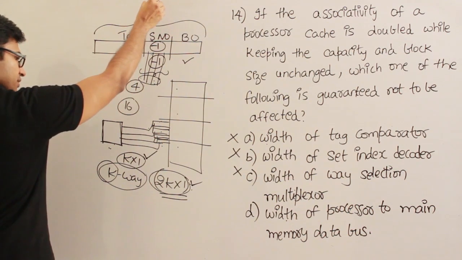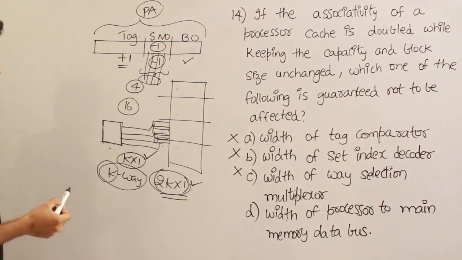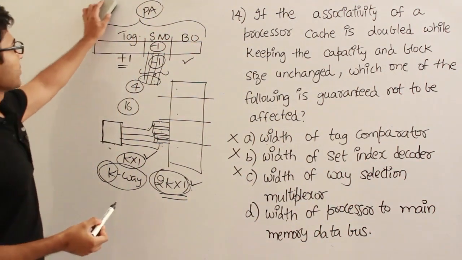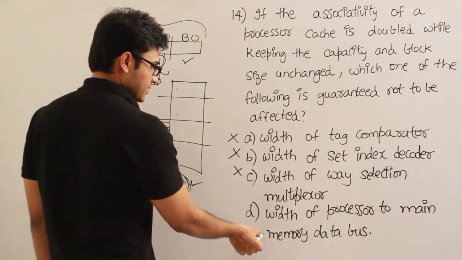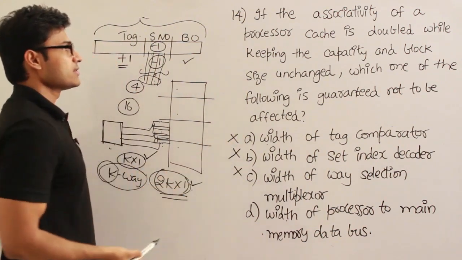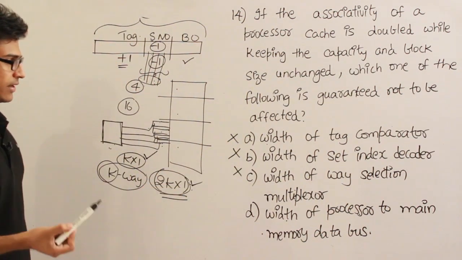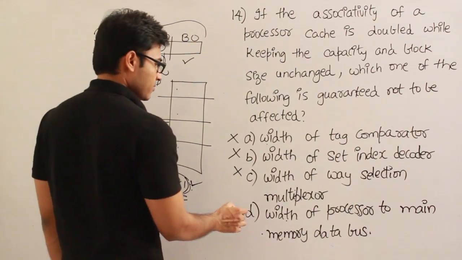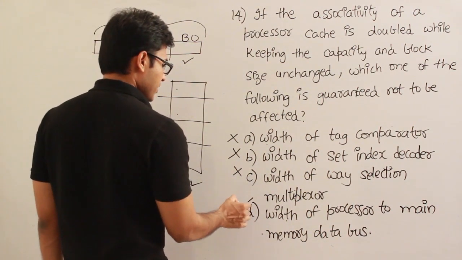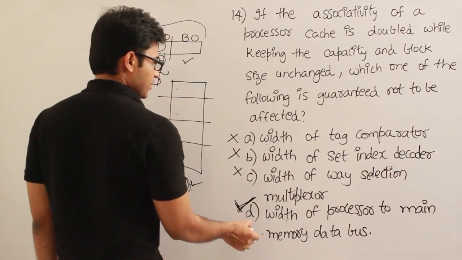Is the physical address memory data bus? They are talking about the memory data bus. Now the memory data bus depends on the word size. So if you change the set size or the associativity size, the word size is not going to get affected. Therefore the width of the processor to memory address data bus is not going to be affected, right? So D is the answer.